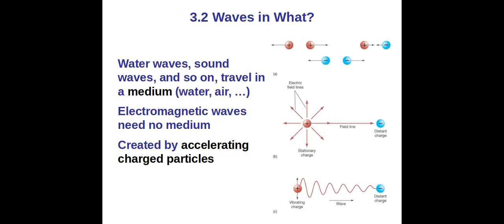So waves, and what? Water waves, sound waves, and so on need a medium, which means they need something to travel through. That is one of the two major differences between electromagnetic waves and what we call mechanical waves, which is every other kind of wave. So basically, the two large categories are electromagnetic waves and mechanical waves. Water waves would be a mechanical wave.